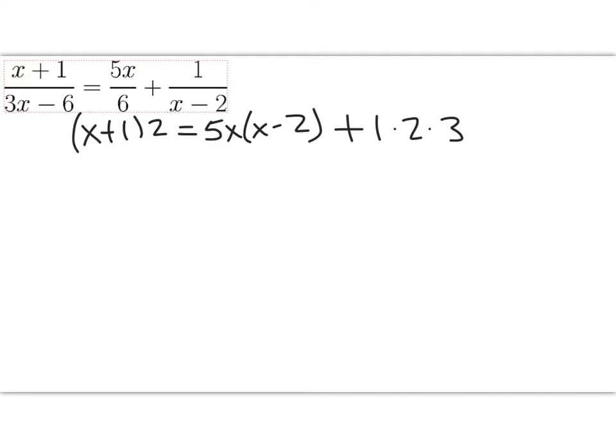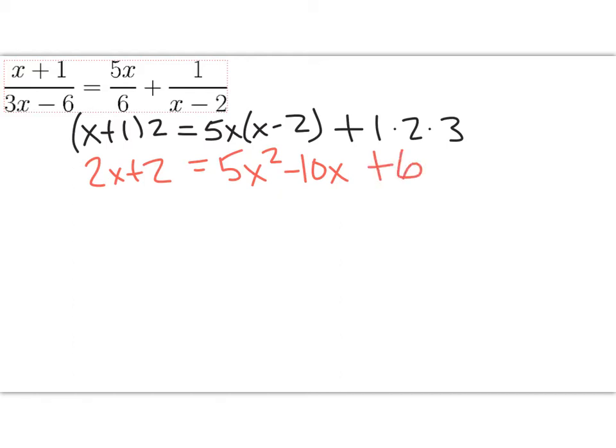And as promised before, once we have the common denominator, we'll set it aside, so we're not worrying about the 2 times 3 times quantity x minus 2. We'll come back to that later. Right now, we're focused exclusively on the numerators, and we have x plus 1 times 2, which when you distribute the 2 will give you 2x plus 2, is equal to 5x times the quantity x minus 2. We'll distribute again. This time we get 5x squared minus 10x. And then we have 1 times 2 times 3, which is 6.